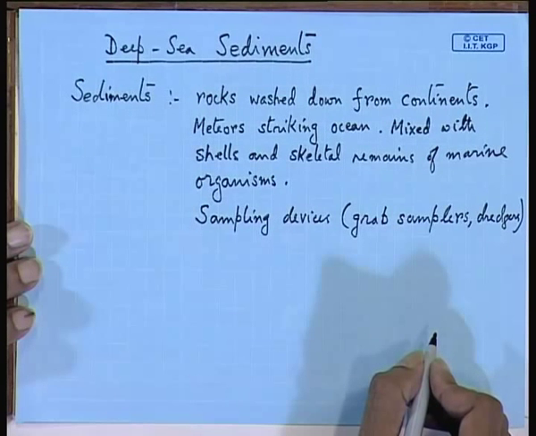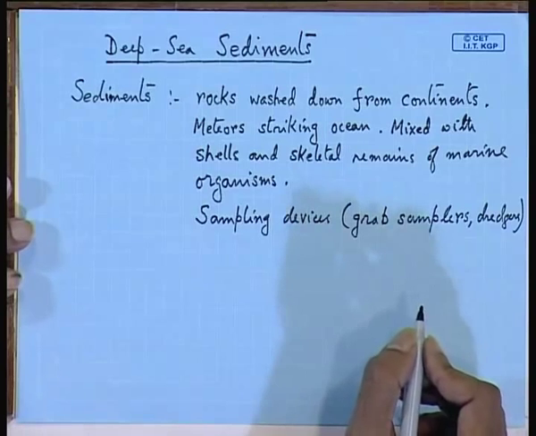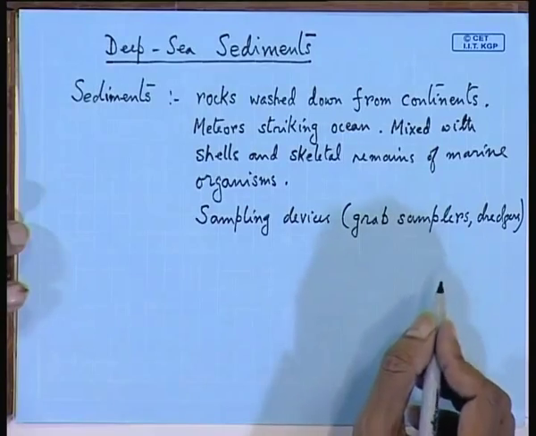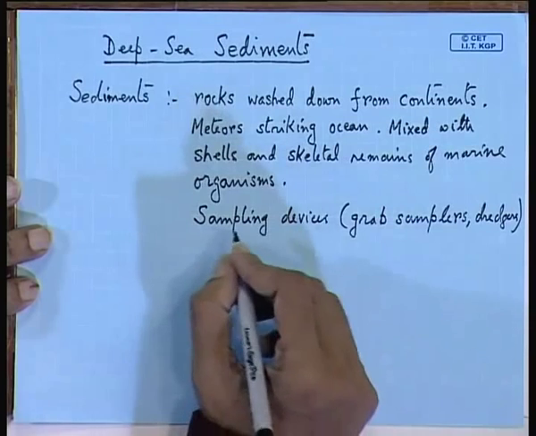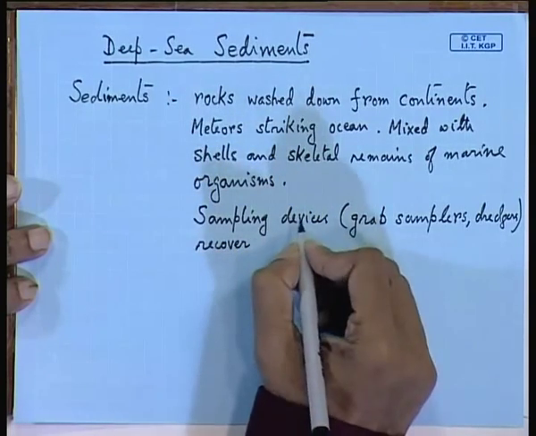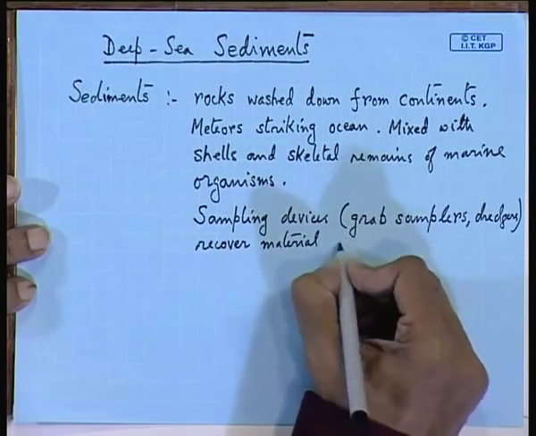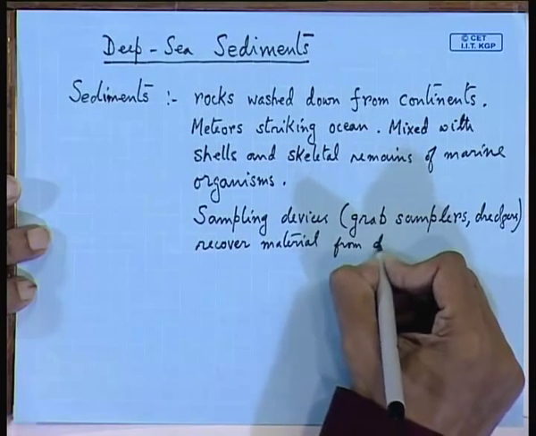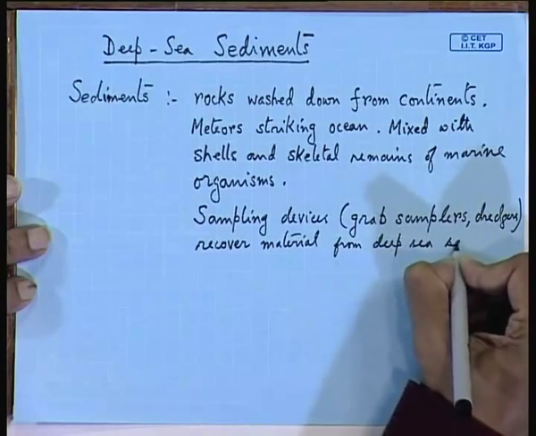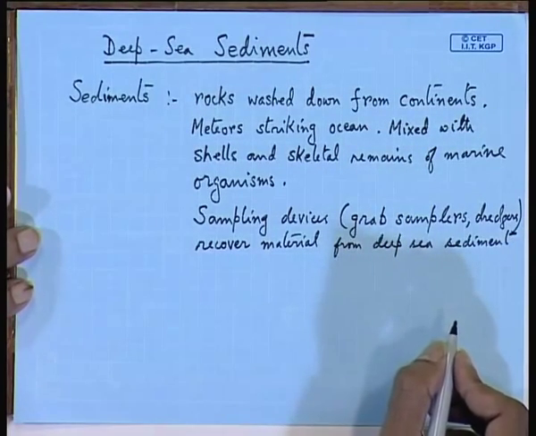But how are you going to lift soils from the deep ocean floor? The average depth of the deep ocean floor is say 6 kilometers. Can you design a dredger with a grab having 6 kilometers depth? So, what are you going to do? That is a challenge. So, recover material from deep sea sediment. Special types of dredgers are to be devised for that.